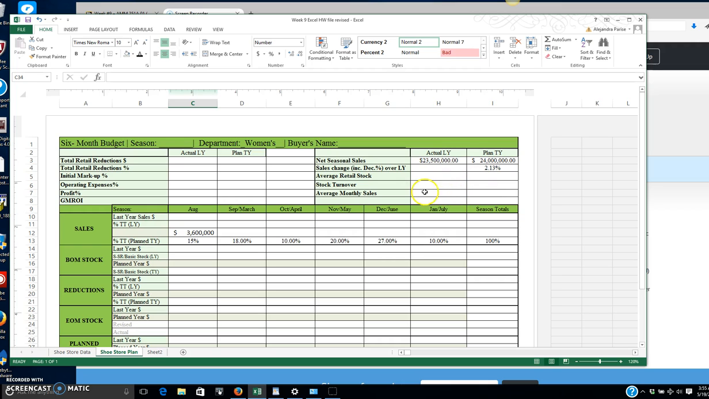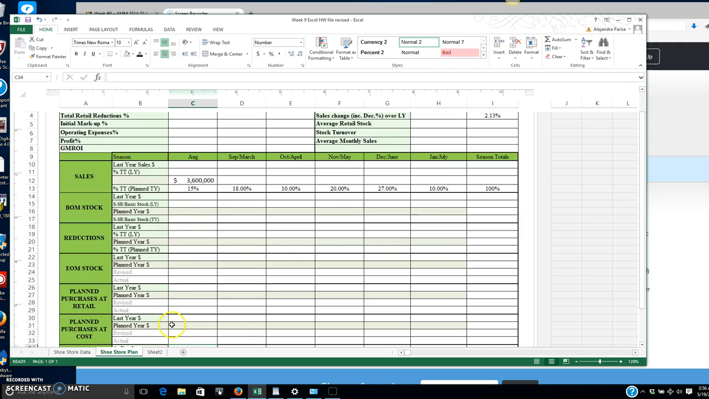Then once you do that, you can go ahead and determine average retail stock, stock turnover, average monthly sales, etc. You do not calculate operating expenses, profit, or GMROI. Okay, so don't worry about these. You leave these blank. Okay.